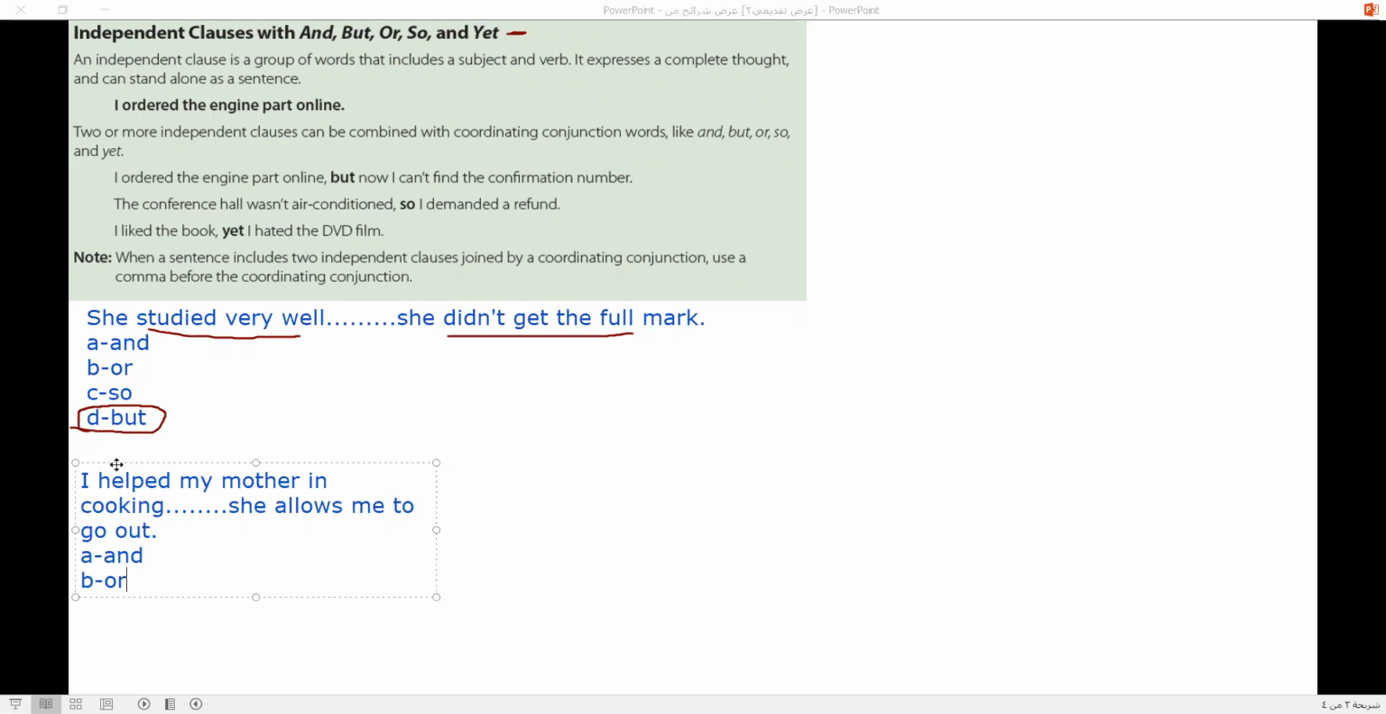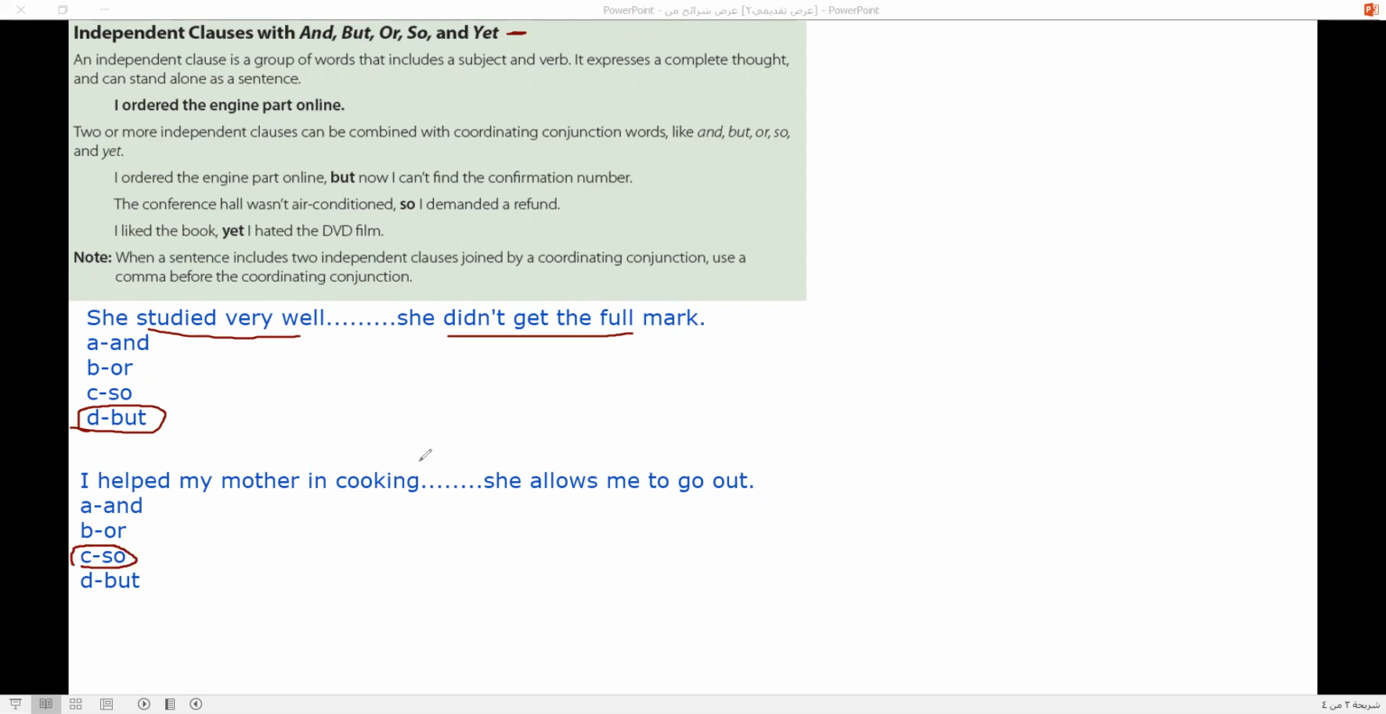Okay, honey, don't worry. What do you think? I help my mother in cooking and then she allows me to go out. And, also, but. Very good, Haneen and Jude. What do you think, Thalith? Yes, Safa, very good. Very good, Siba. I helped my mother in cooking, so she allows me to go out.